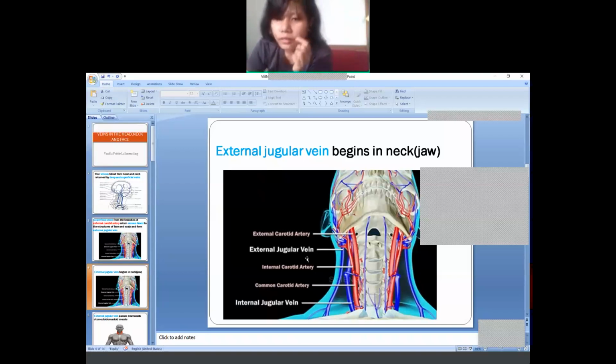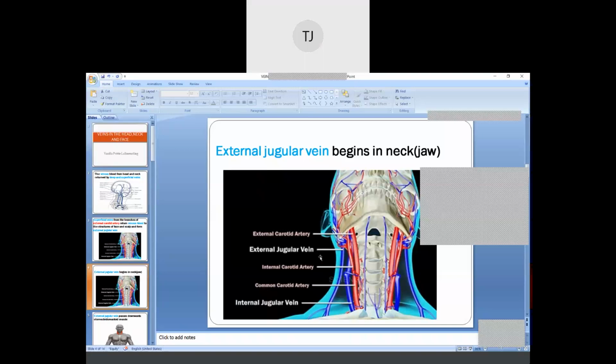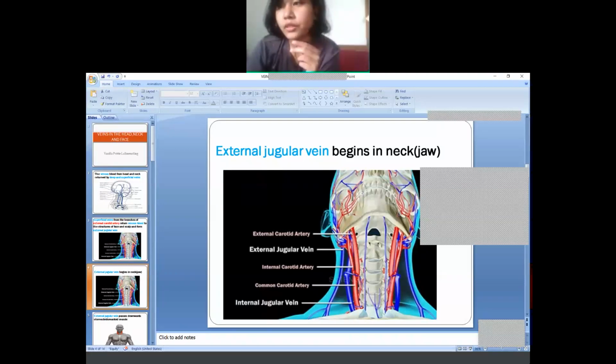The external jugular vein begins at the jaw, here. It is in the picture also, very visible, on the sides. Yes, ma'am. Okay, good, next.